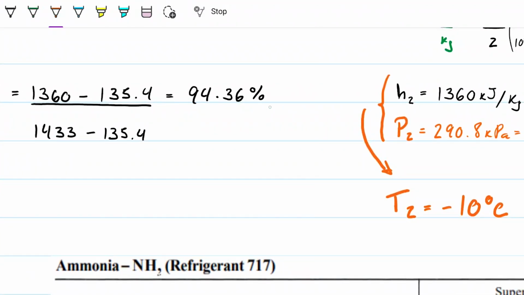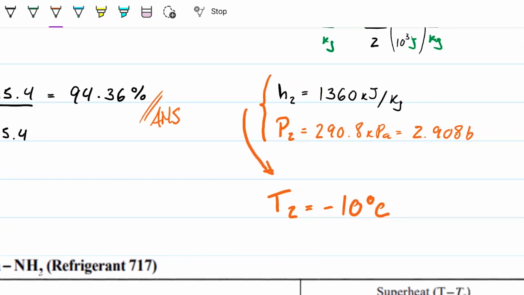So this is the answer for the properties of the outlet. This is the other part of the answer for the property of the outlet. Now, the last piece of the puzzle is, what is the area? The area of the exit.